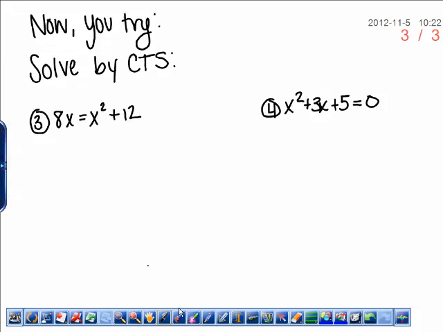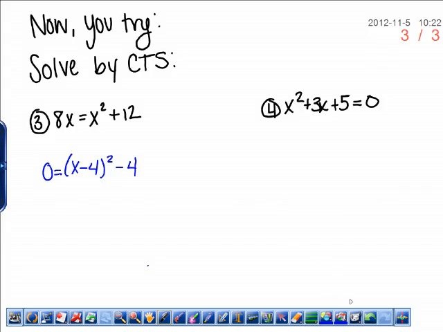Okay, so let's see how you did. On number 3, when you got this into vertex form, you should have 0 equals, or you could have the 0 on the other end, x minus 4 squared minus 4. Everyone get that?